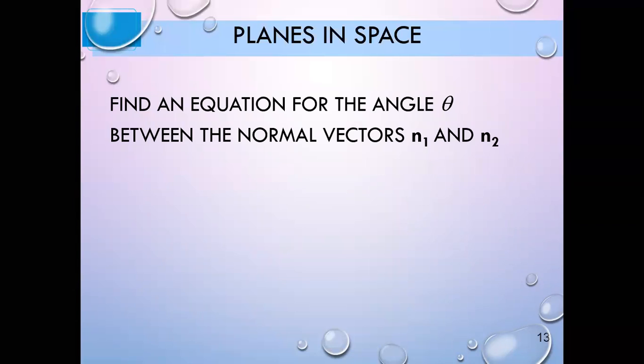So find an equation for the angle between the normal vectors, which would also be the angle between the planes potentially, yes? Okay, well, all right. So isn't it true that N1 dotted with N2 is equal to, okay, so what's one of the equations that we've come up with for the dot product of two vectors? We had two. One of them was easy. You just multiply the coordinates and add those together. But we had another version. What was it?